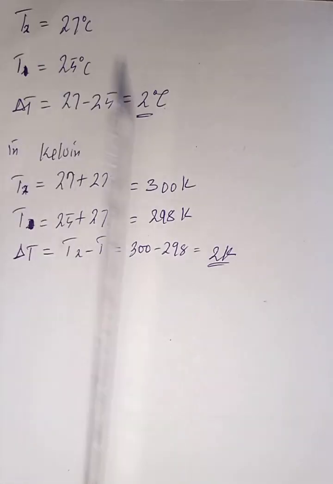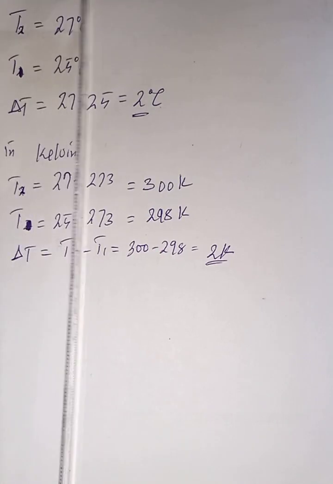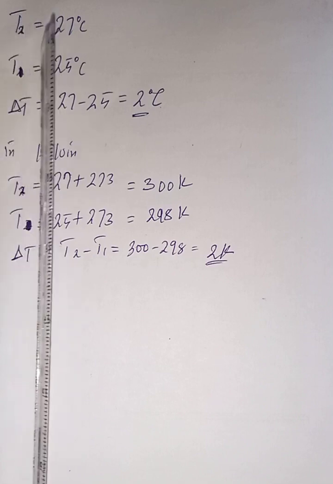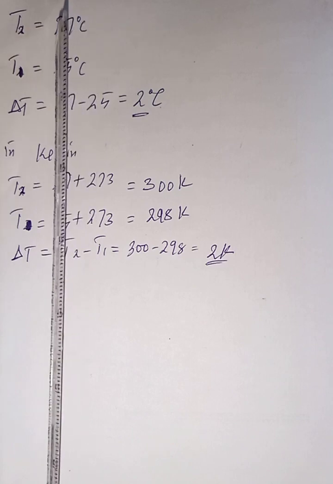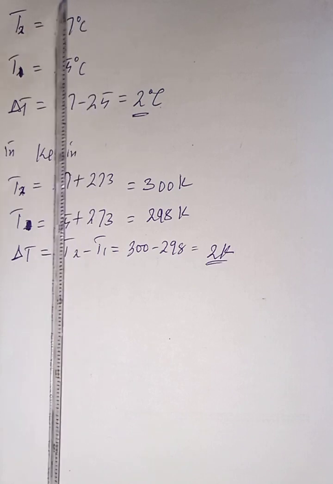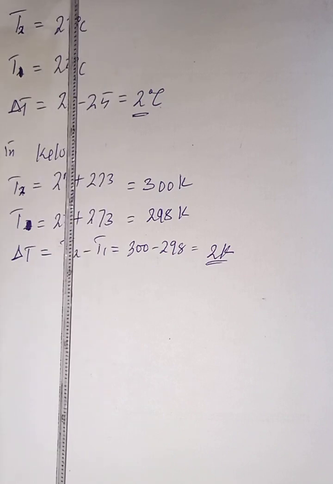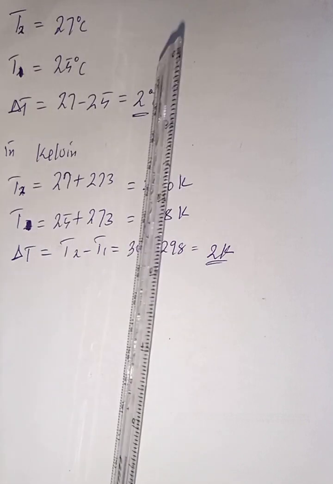Let's say the internal temperature T2 is 27 degrees Celsius, while the skin temperature is reduced to 25. Remember, the difference in temperature is 2. You can also write 30 and 28, or 10 and 8. The difference between the two must be 2.